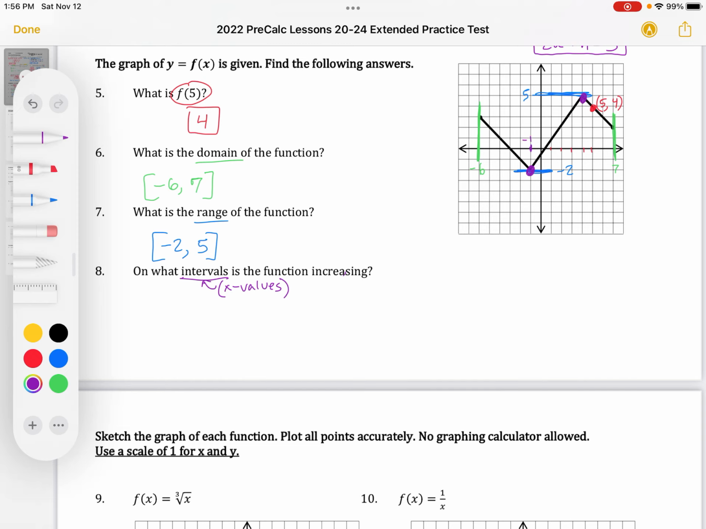So this x value here is negative 1, so that's when it starts going up, starts increasing. And then it goes until this point, which has an x value of 4. So from negative 1 until 4, this function is increasing.